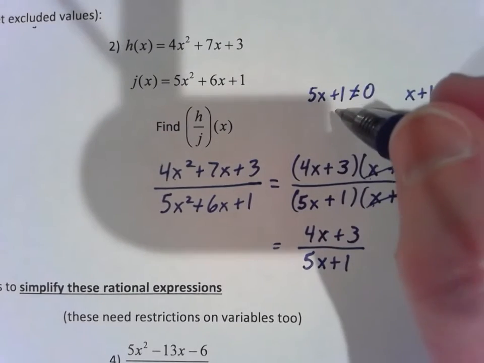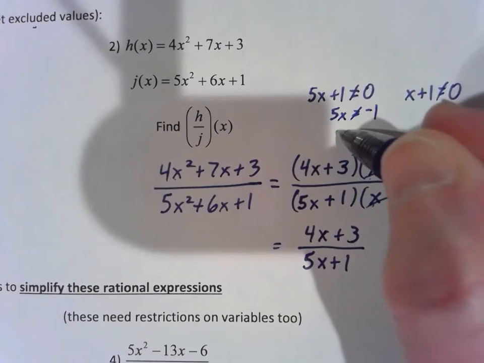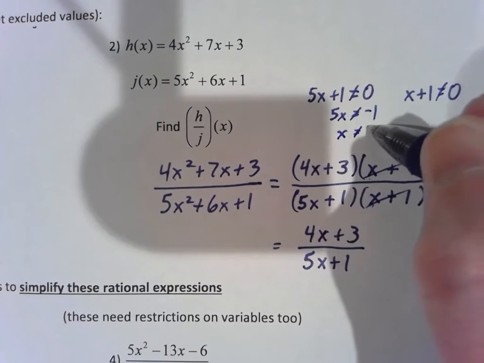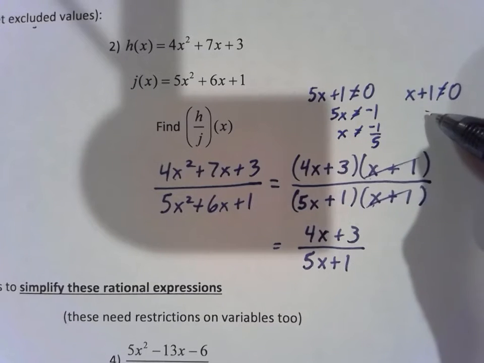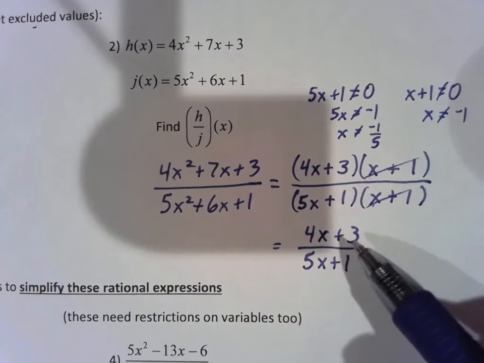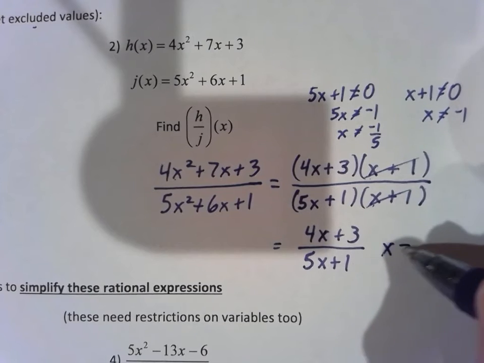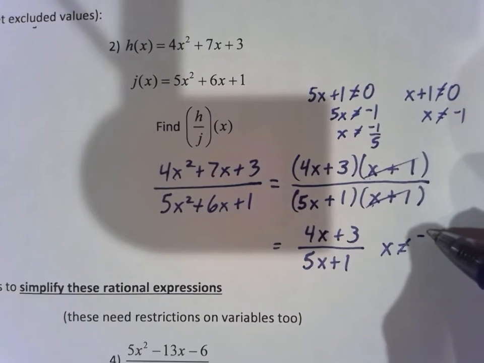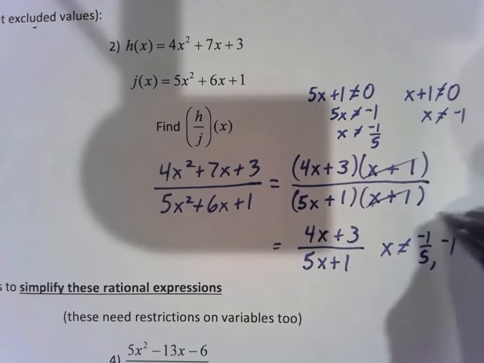So I subtract 1, divide by 5, x can't be negative 1/5. Subtract 1, x cannot be negative 1. So the answer is 4x plus 3 over 5x plus 1 as long as x does not equal negative 1/5 or negative 1.